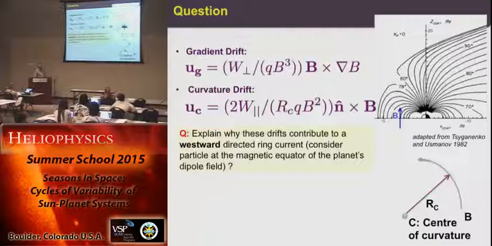Okay, so if we now take our formulae for the gradient and curvature drifts, and we think about the Earth's dipole field, and there's a diagram of that on the upper right here, and we consider a particle which is in the magnetic equatorial plane, where the field of the planet points from south to north, we can ask ourselves how these drift velocities contribute to the so-called ring current at the Earth, and in particular, why those drift motions contribute to a westward directed ring current. So my question for you is, if we look at, let's say, the gradient drift to start off with, why is it that this formula will give us a westward directed ring current?